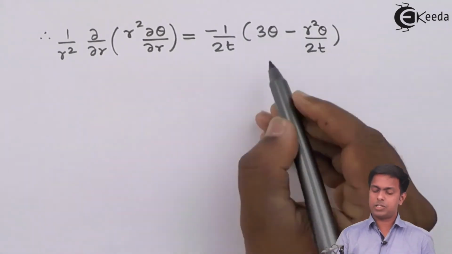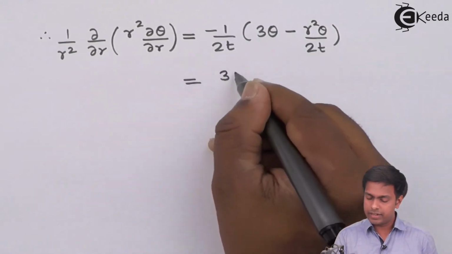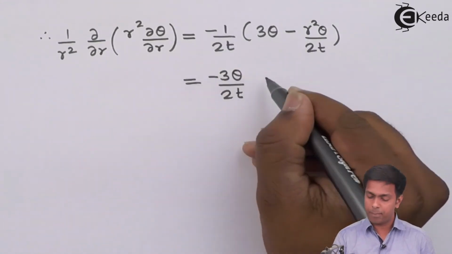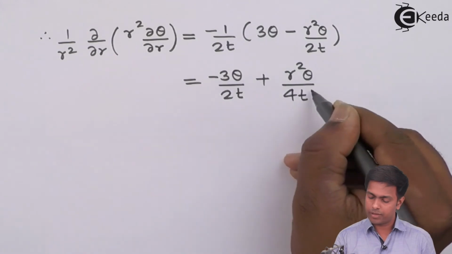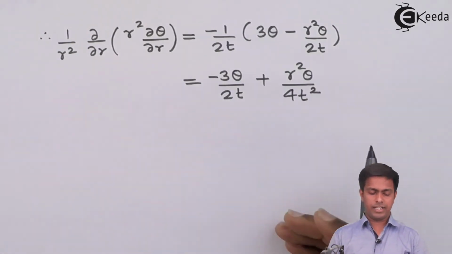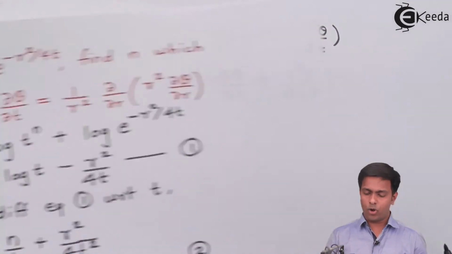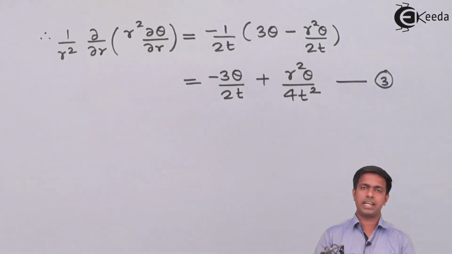Now let's multiply this bracket with negative 1 upon 2t. So guys, here we'll get negative 3 theta upon 2t, and this minus minus will become plus r square theta upon 4t square. So here we got the value of the right hand side. I'll call this equation number 3. So I got the value of the left hand side and the right hand side.